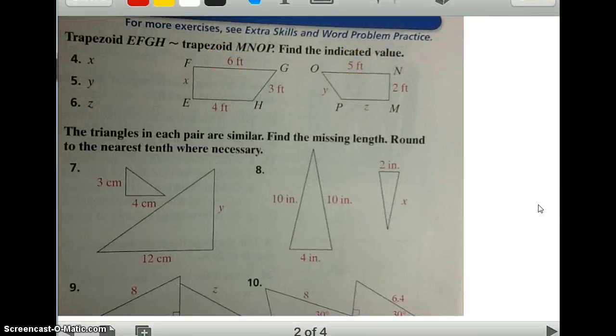All right, so this next one, now let's go on to number 7. We've got one triangle with sides of 3 and 4, and then the other triangle with y and 12.